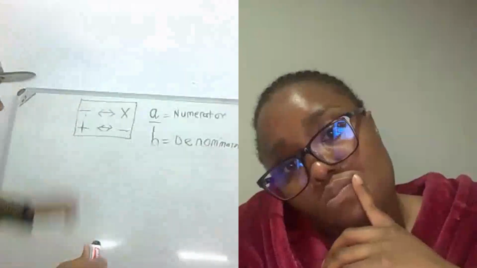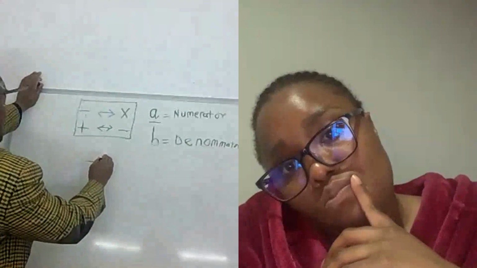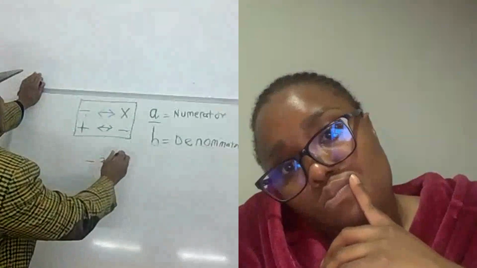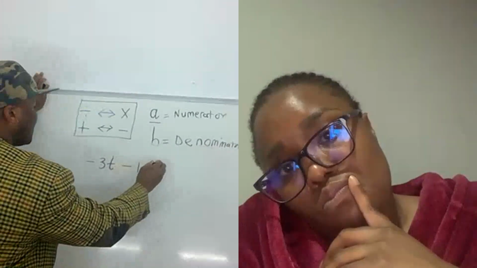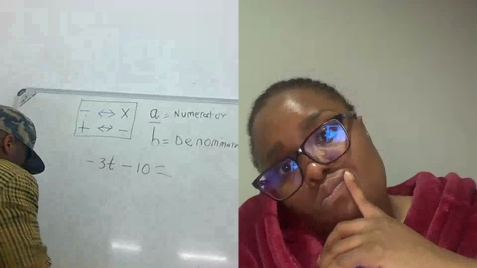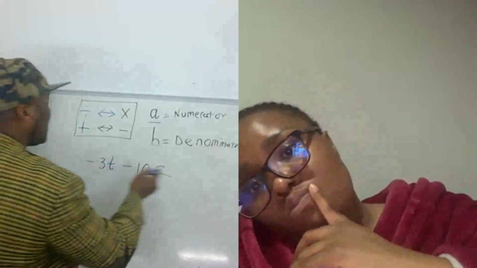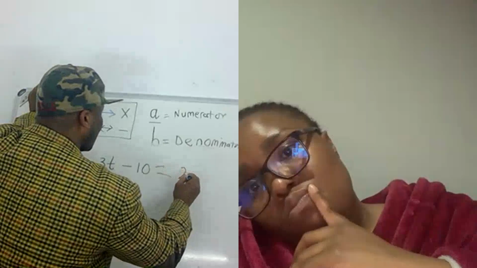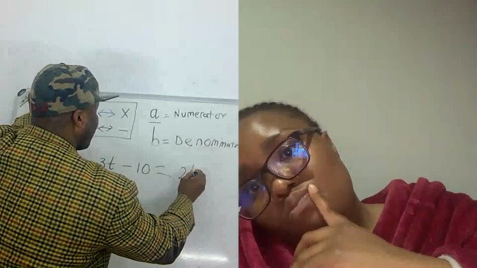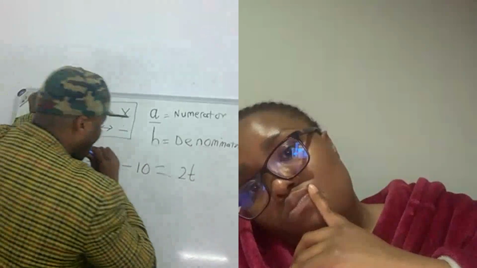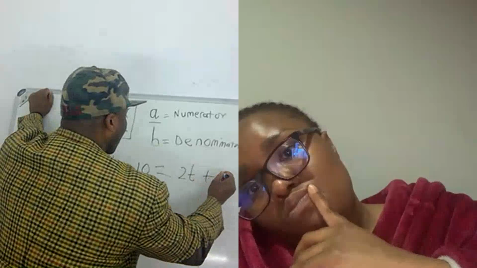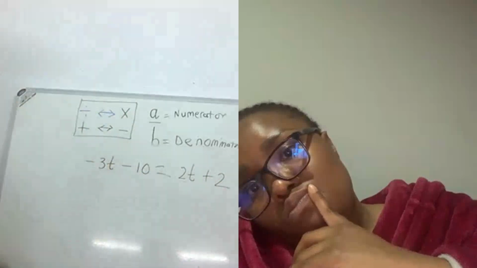For example, negative 3t minus 10 equals 2t plus 2. They say solve the value of t.